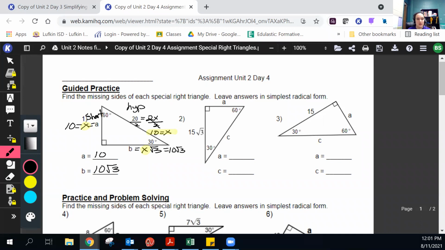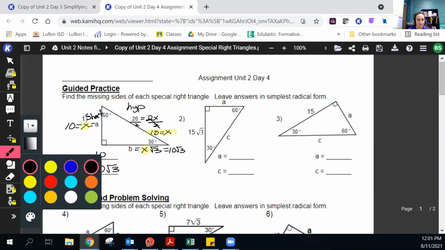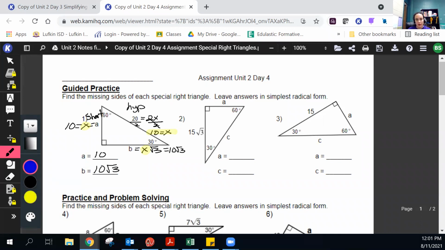So again, please, please, please label your triangles. Our next one, we've got a 30, 60, 90 triangle. Everything's already labeled for our angles. Start by labeling your hypotenuse. It's the side across from the right angle, and it's 2x. Then we need to look for our short side. Our short side is across from 30 degrees, and it is x.